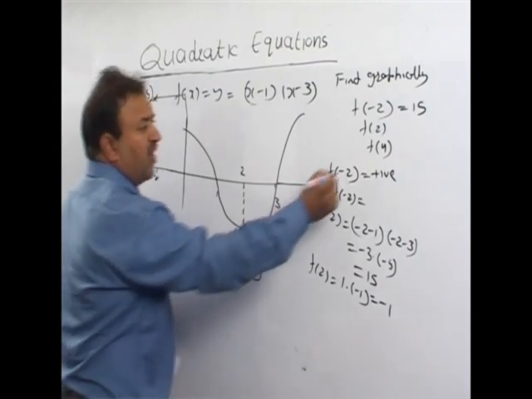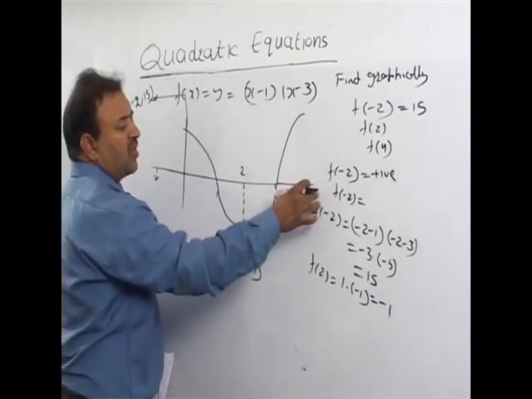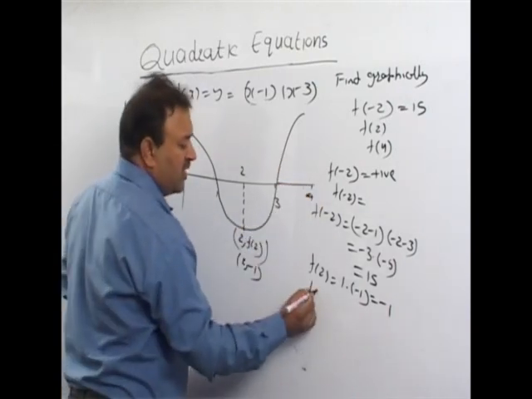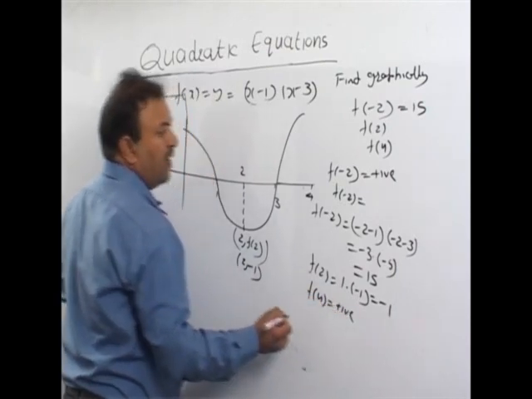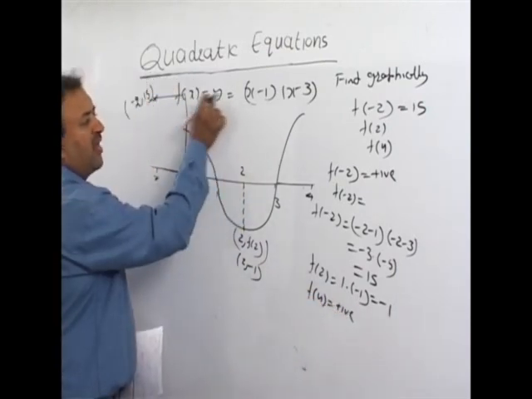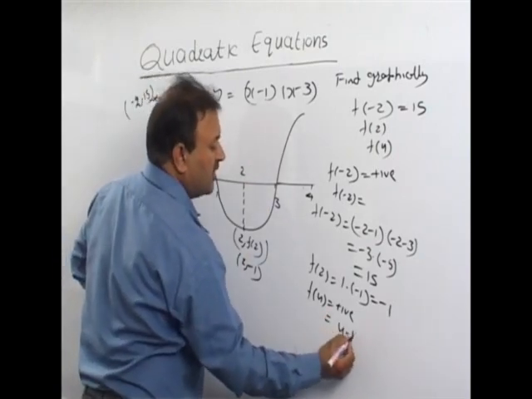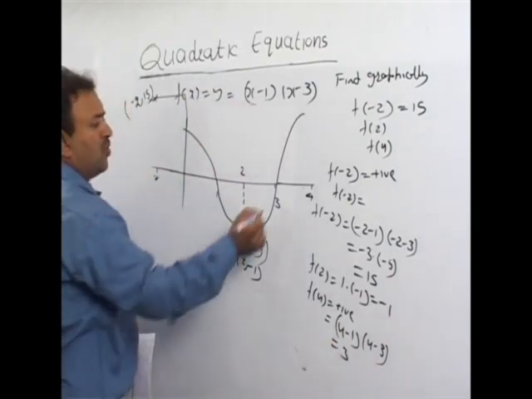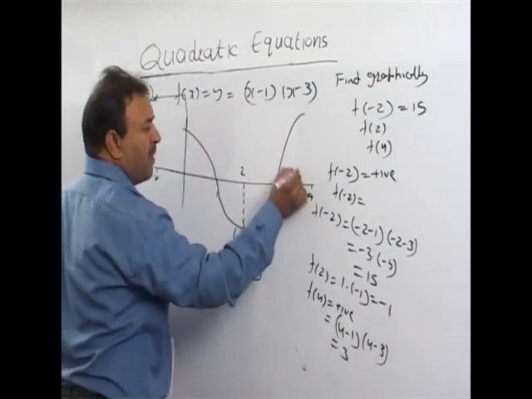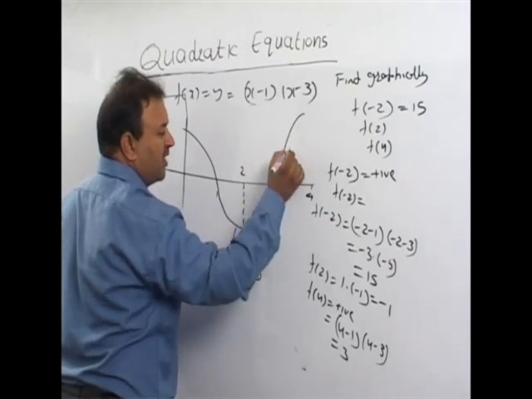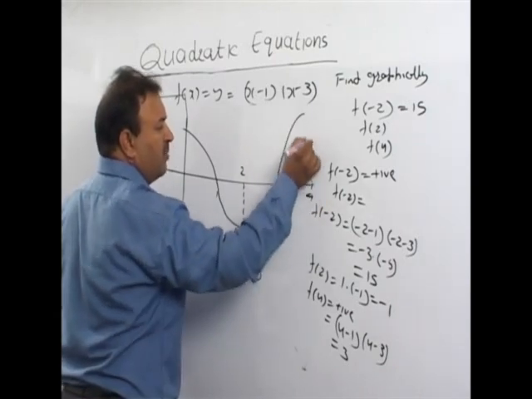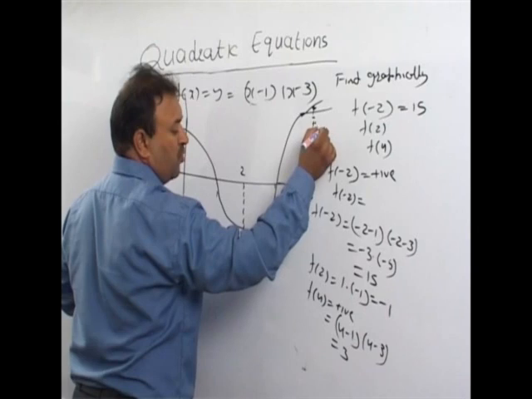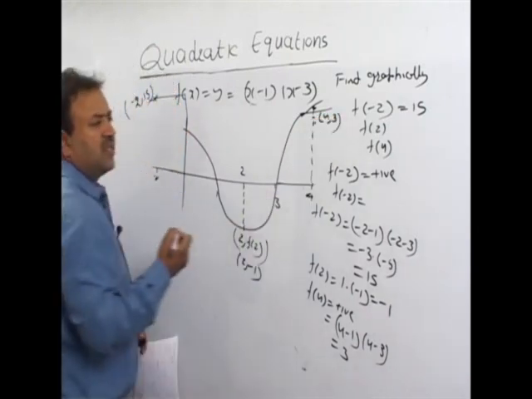Similarly, we can find f(4). f(4) is on the right side of 3, so clearly it comes out to be positive. How will we get it? We can calculate the value: (4 - 1)(4 - 3), we get 3. So approximately here it will meet the parabola. This point comes out to be (4, 3). This is the way.